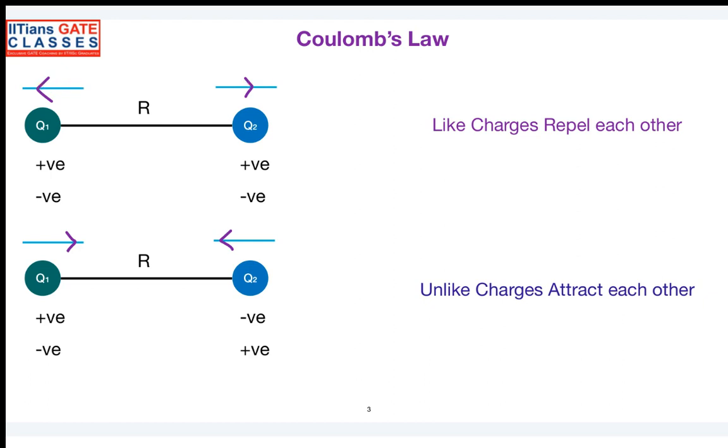And what will happen if we see unlike charges? One will be positive, one will be negative. This positive charge is attracted towards the negative charge. If we see the force on Q1, it is trying to move towards Q2, and similarly, Q2 is also attracted towards Q1. So unlike charges attract each other. The direction of force on Q1 will be towards Q2, and the direction of force on Q2 will be towards Q1. So both are trying to attract each other.